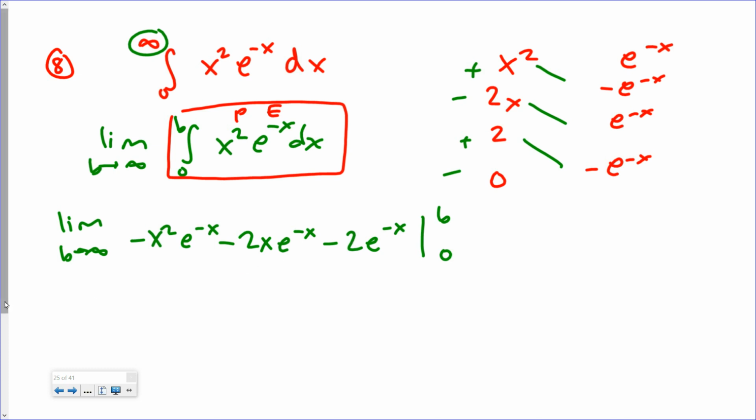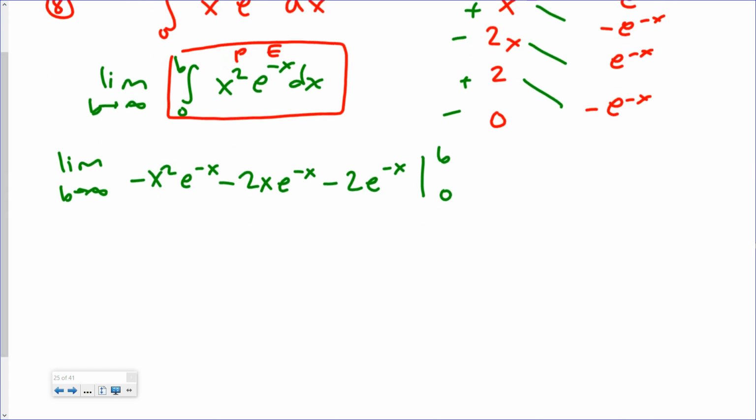Okay, leave a lot of room on your paper, guys. Start from the very left. Copy this limit. The limit goes to infinity still. Okay, we're going to take care of the evaluation. So first we're going to plug in the b. So this is negative b squared e to the negative b minus 2b e to the negative b minus 2e to the negative b.